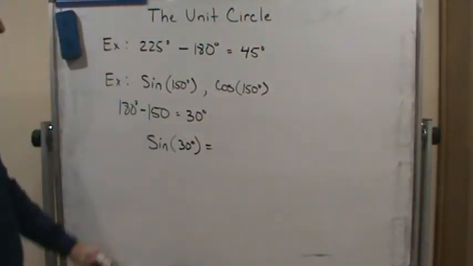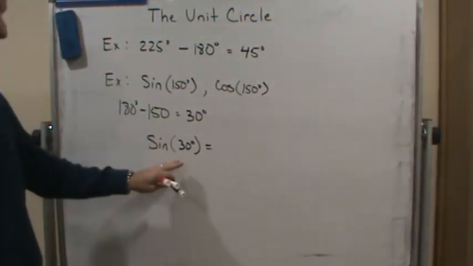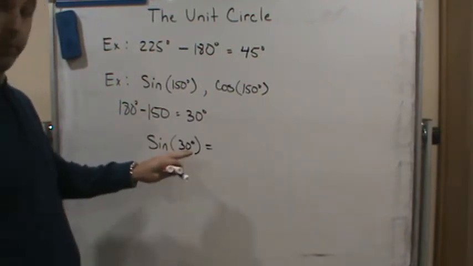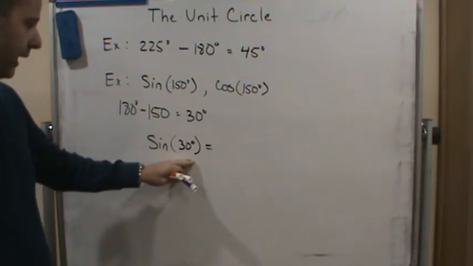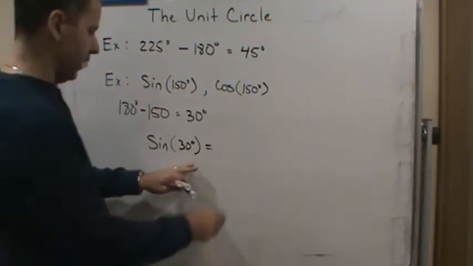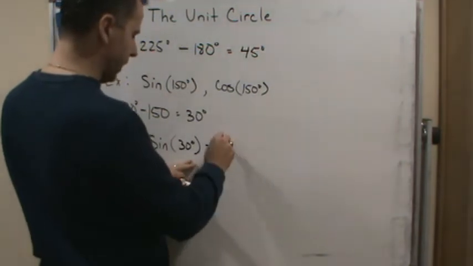Well, sine of 30 degrees, this is one of those special triangles. We should know this or be able to find it quickly. Sine of 30 degrees is opposite over hypotenuse, so this is going to be what? It's going to be 1/2.